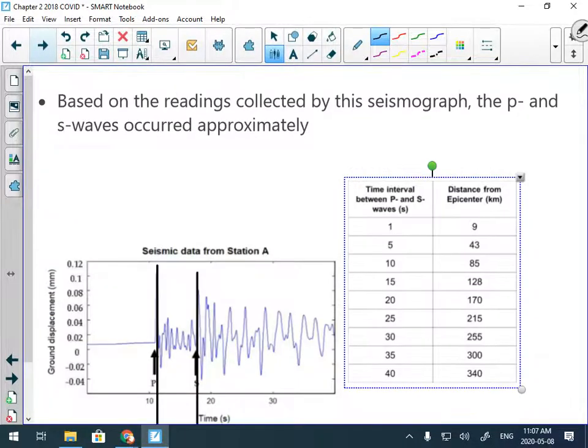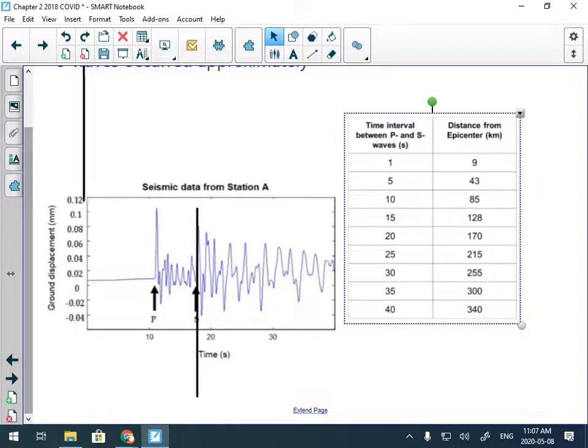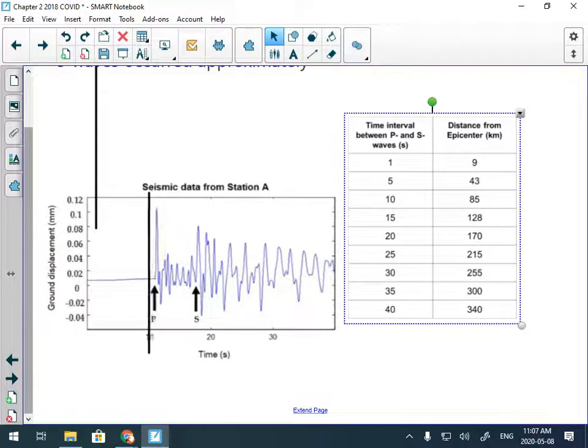Let's take a look at some practice data here. This is seismic data from some kind of earthquake, and I've already labeled maybe where the P wave and the S wave are on this graph. Let's march this off. What do you think there? Well, about 11 seconds maybe.